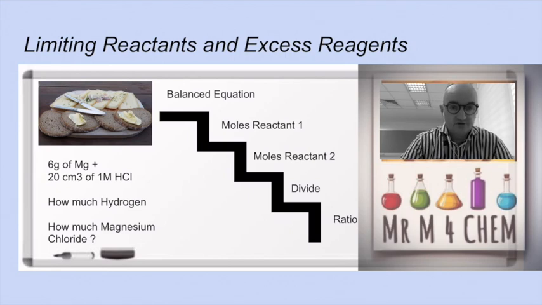Then you work out the moles of the reactants that you can, and then with the second one, work out the moles of the reactants as well. Divide by any coefficients in a balanced chemical equation, look at the ratio, and you can work out the amounts of the products.